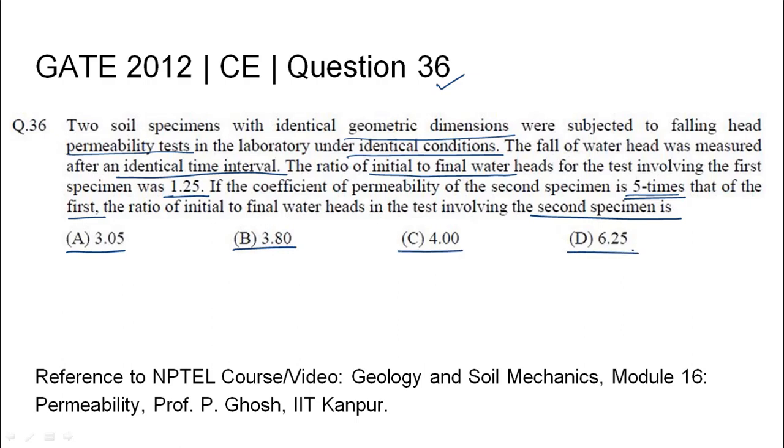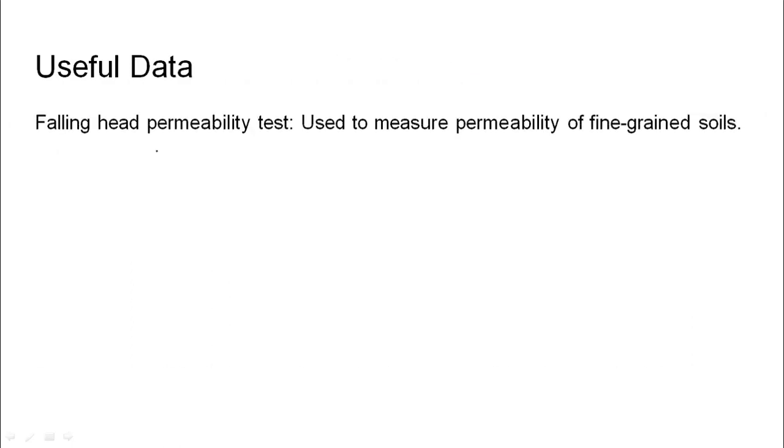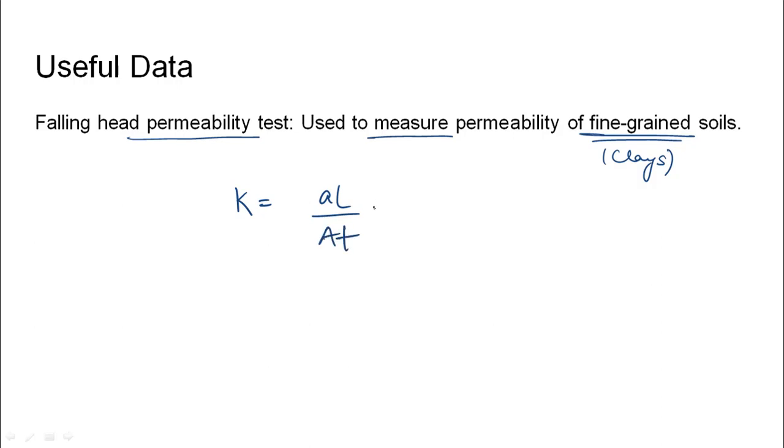The relevant NPTEL reference has been listed. So, the falling head permeability test is utilized to measure the permeability of fine-grained soils such as clays. For sands, we use the constant head permeability test. The permeability is given by aL by AT into the ln of H initial by H final.